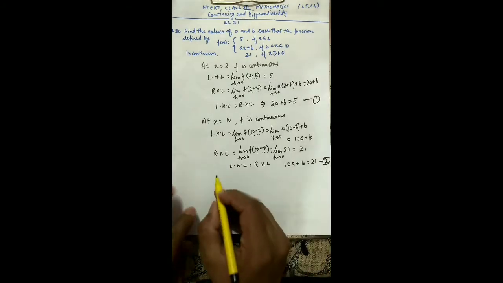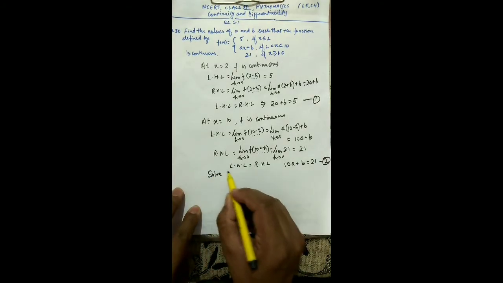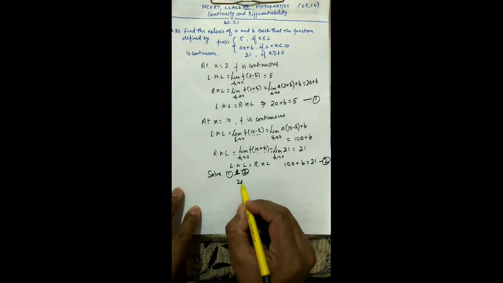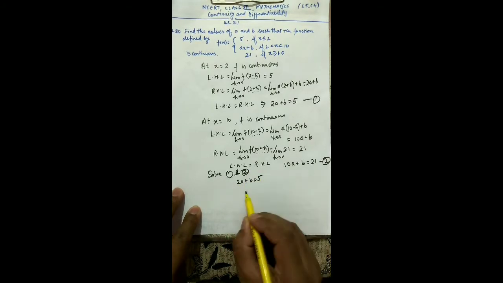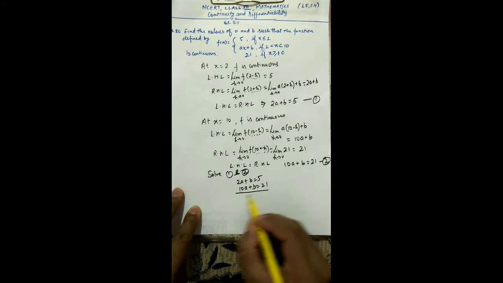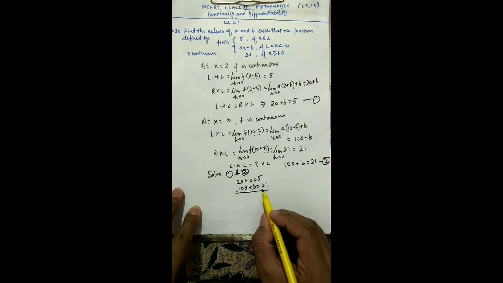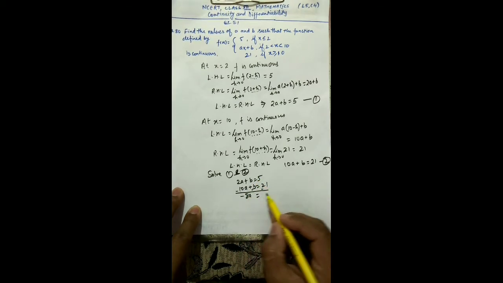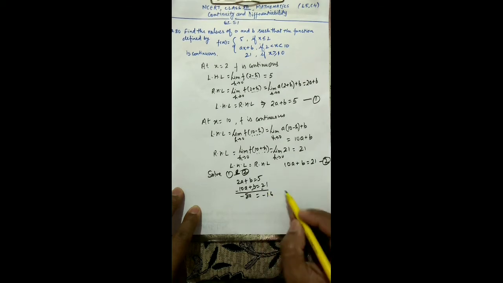Now we have got these two relations. We'll solve them using any method you like. So solve 1 and 2. You have 2a plus b equal to 5 and 10a plus b equal to 21. Find the difference: this is minus, and this is minus. So this is minus 8a, the b will get cancelled, and this is minus 16. So a is going to be 2.